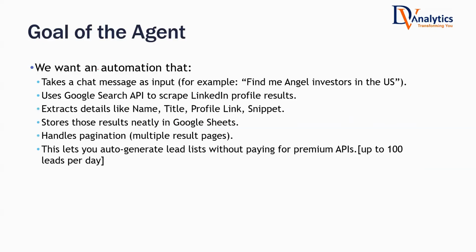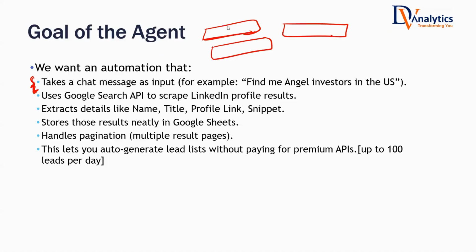So the goal of this agent, we want to build an automation that takes the chat message as an input. The user will send a message that, okay, I want to extract maybe HR managers from Bangalore, or I want to extract all the CEOs from New York. I want to extract all the CMOs from a particular location like San Francisco. Then we would like to use a Google search API to scrape the LinkedIn profiles and results, extract the details like name, title, profile link, and the profile snippet.